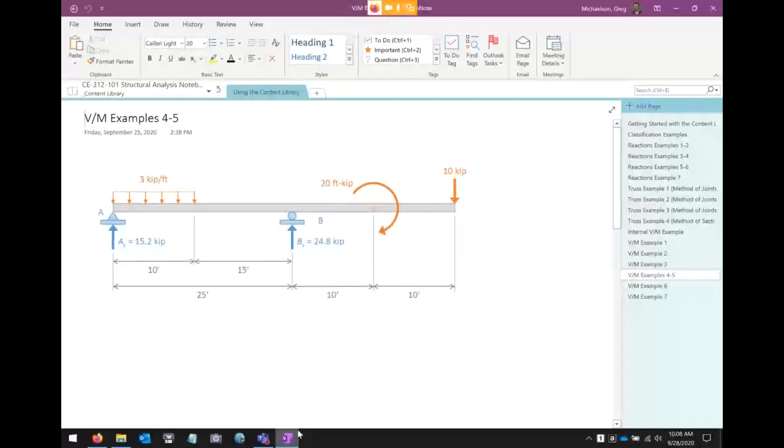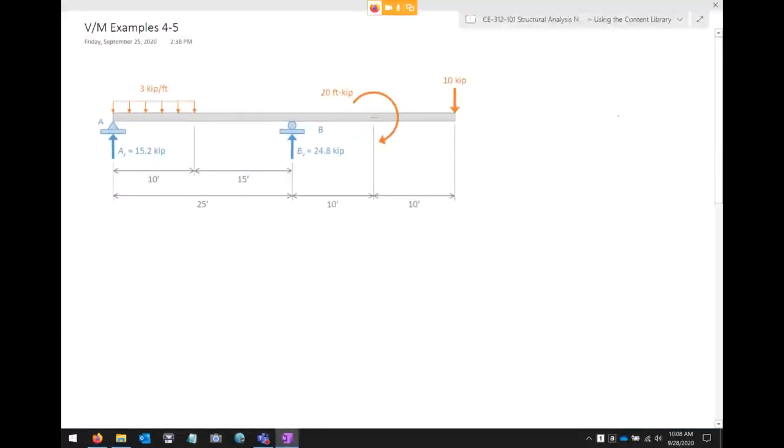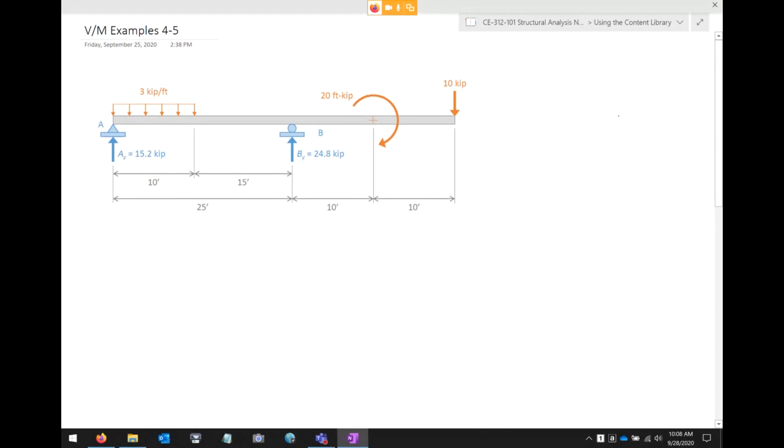So I'm going to stop the share. Let's see. Share the screen. Okay. So here's the beam. Let me go ahead and put my marker on. Turn this up. Okay. Take my keyboard off so I can write.